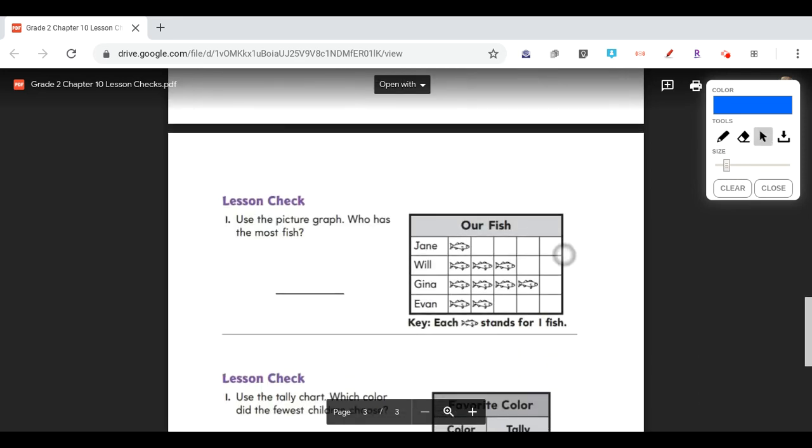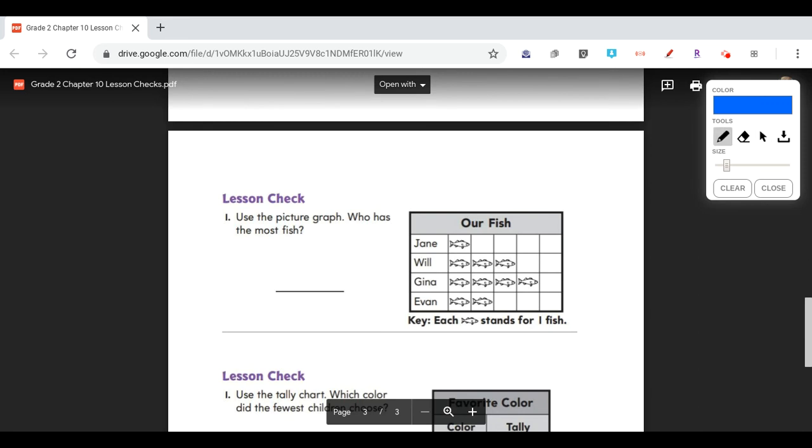Let's look at the next one. It says use the picture graph. Who has the most fish? So if we're looking at this, in our key, it says each little picture of a fish stands for one fish. So if we're looking at these fish, we can quickly see who has the most. That's the nice thing about a picture graph and a bar graph. You can quickly see who has the least and who has the most.